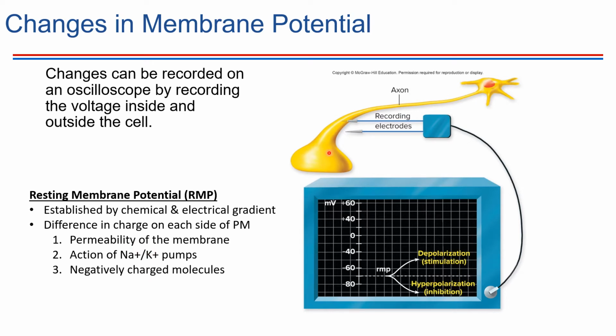And then it's also going to be determined in large part by the negativity of charged molecules. So we see that this is about negative 70 millivolts for its resting membrane potential. So that means there's got to be a lot of negative ions in there. And certainly potassium is not one of those ions, and sodium is not one of those ions. So we're going to see what causes that in a few minutes.